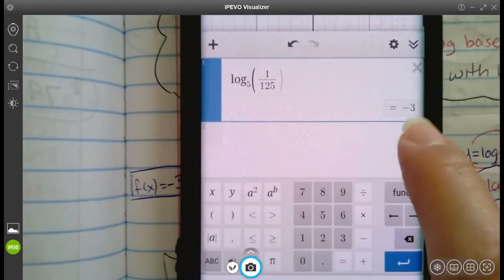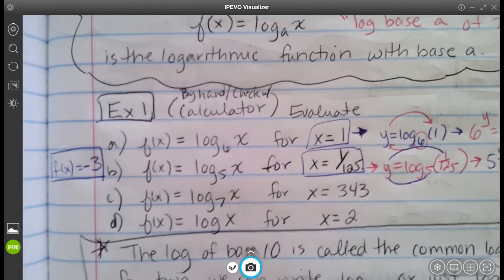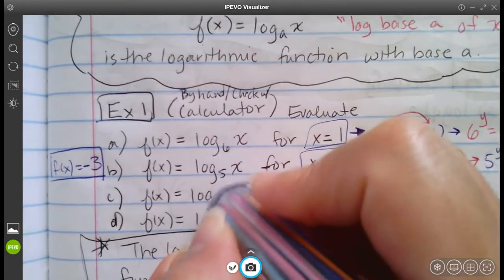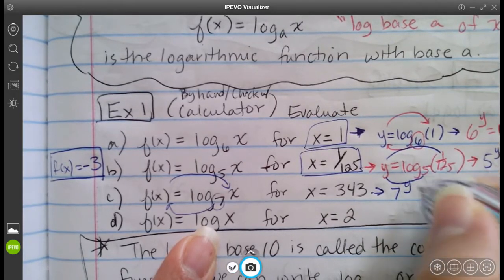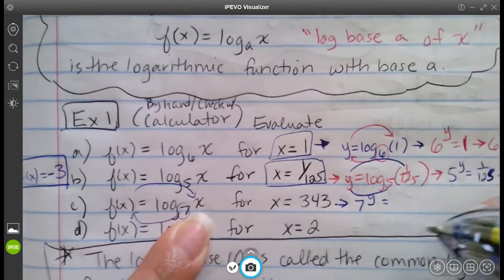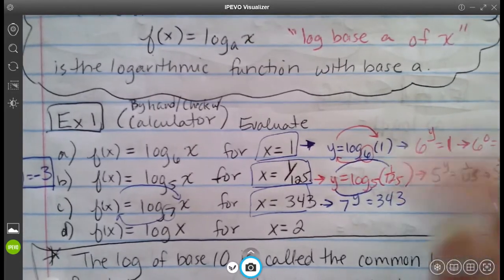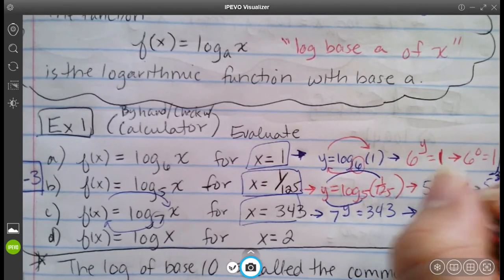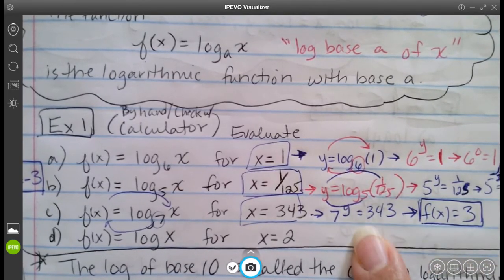For these, you can use the calculator, but make sure that you do show your work, this little rewrite right here, so I know that you know what you're doing, okay? I'm going to go through the last ones pretty quickly just for the sake of time. So for this one, we're going to start with our base of 7. So we're going to go 7 to the power of whatever this is equal to x. So 7 to the power of y equals, and x is just 343 in this one. And that one, if you know your powers, I know that 7 times 7 times 7 is 343. So that means that f of x equals 3. In other words, 7 to the power of 3 is 343.